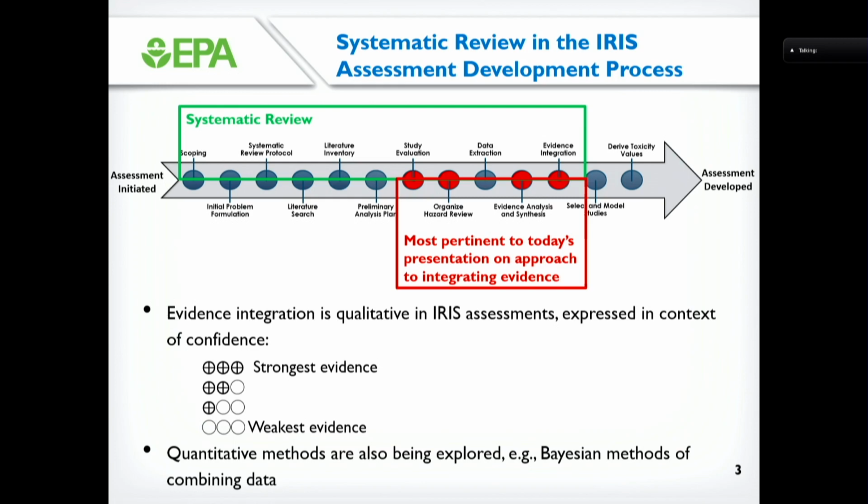So I guess the punchline, evidence integration, again, across all those evidence streams, is typically qualitative. Within the IRIS program, within others, there's usually some sort of conveying of how confident you are in the hazard conclusion that comes from that evidence integration. Within the IRIS program, not just us and others, we're exploring quantitative methods of doing this, but I would say that they're still largely in a research mode.